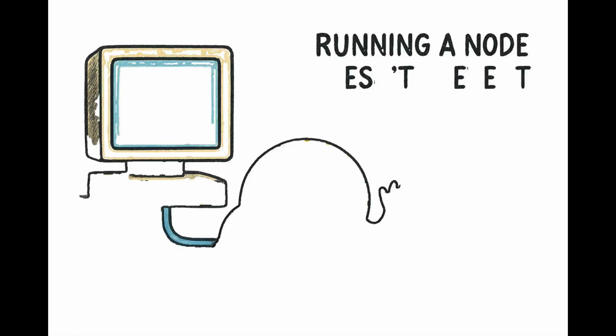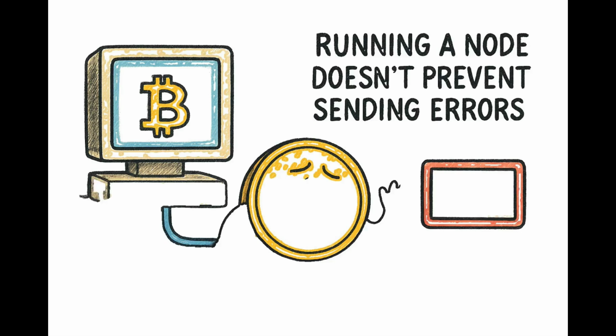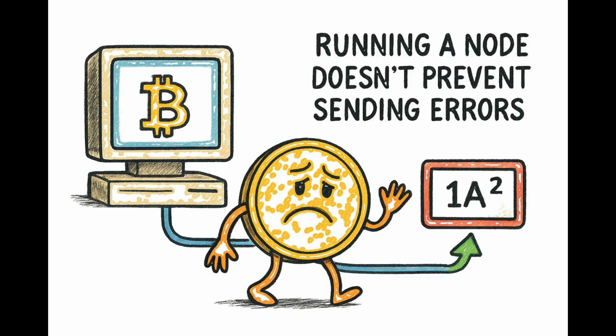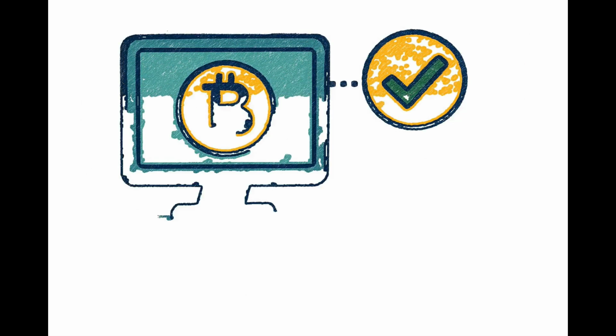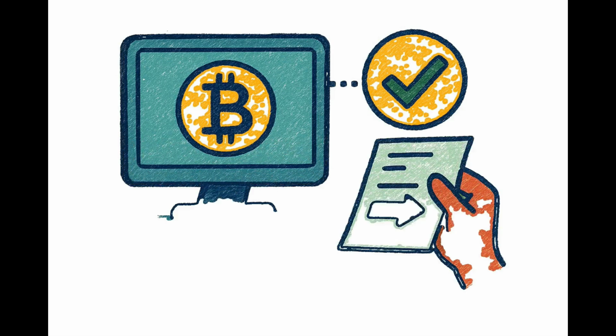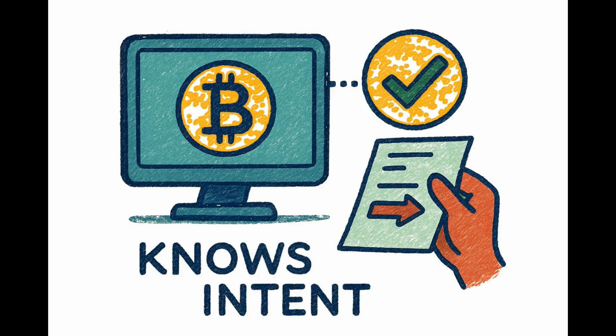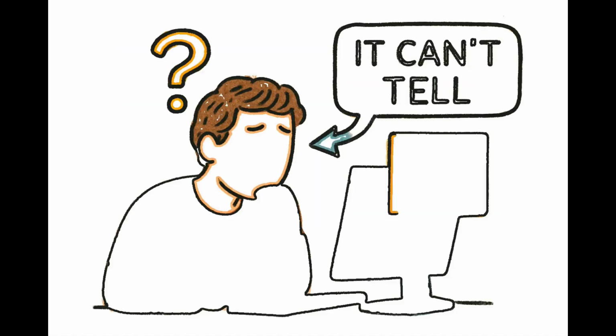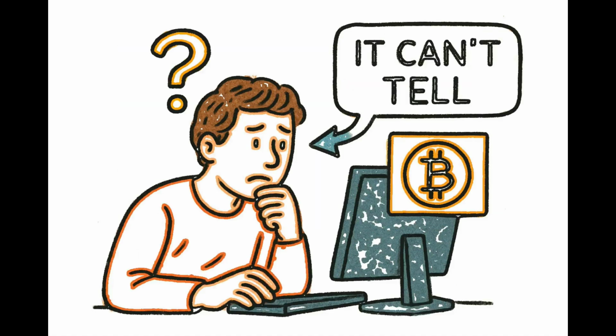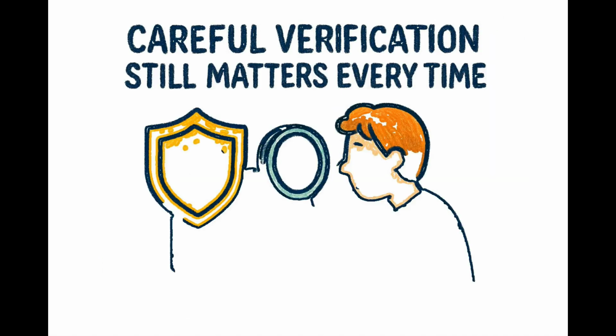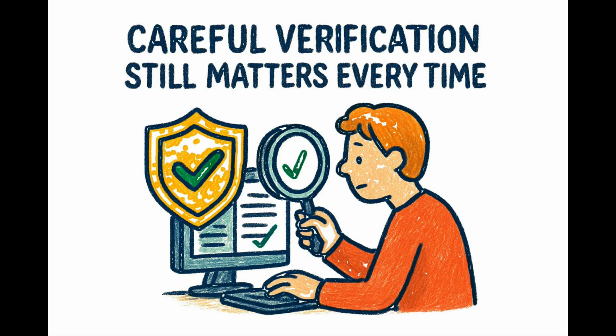Another misunderstanding is believing running a Bitcoin node prevents sending errors. A node verifies that transactions follow the network's rules, but it does not know your intent. It can't tell whether the destination you entered is the one you meant to use. Careful verification still matters every time.